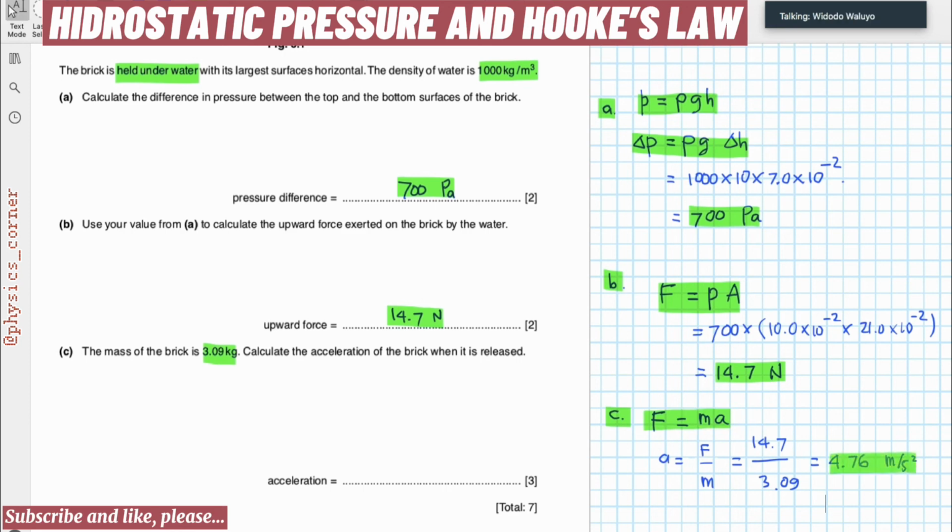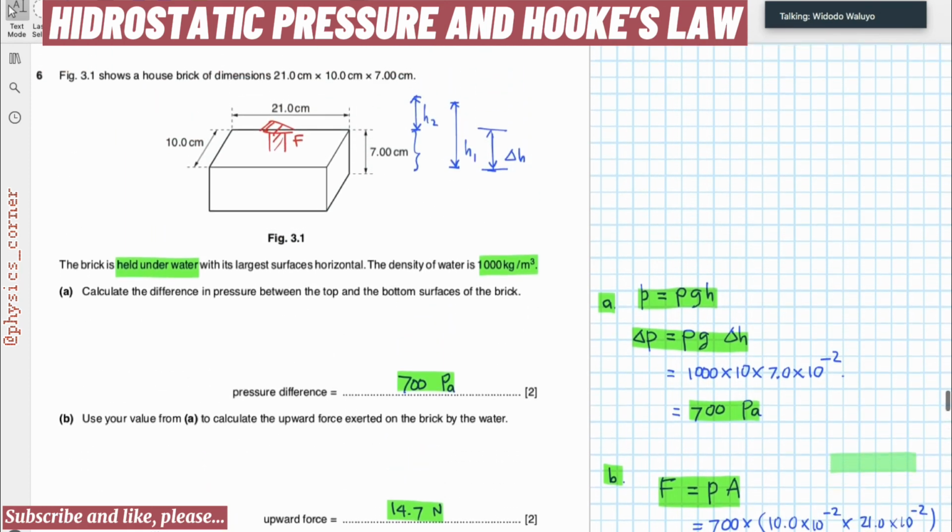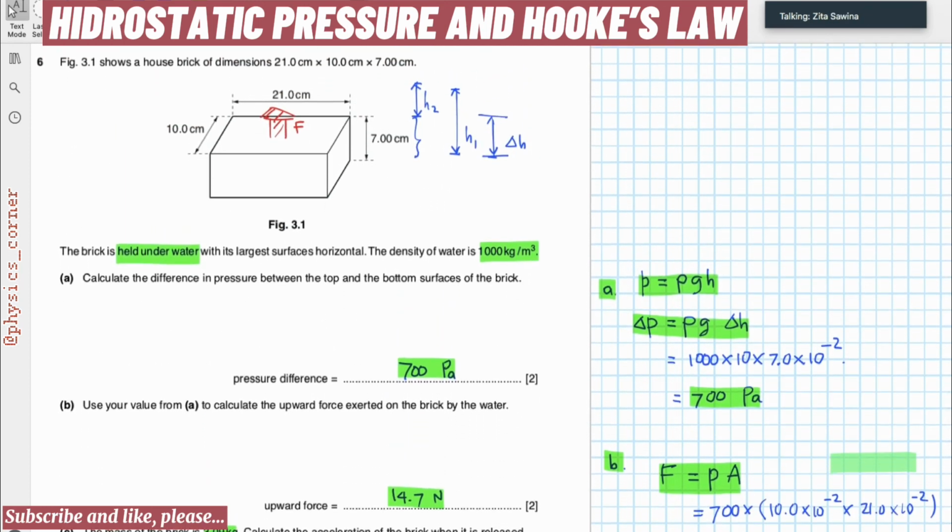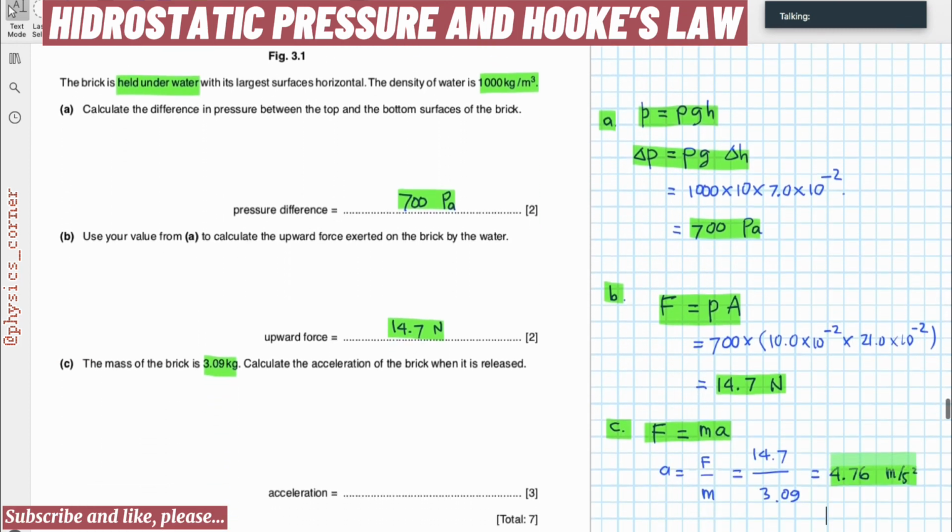The one above, which one? For A and B, where does the 10 to the power of negative 2 come from? For A, centimeter, change into meter, convert. Convert into meter.